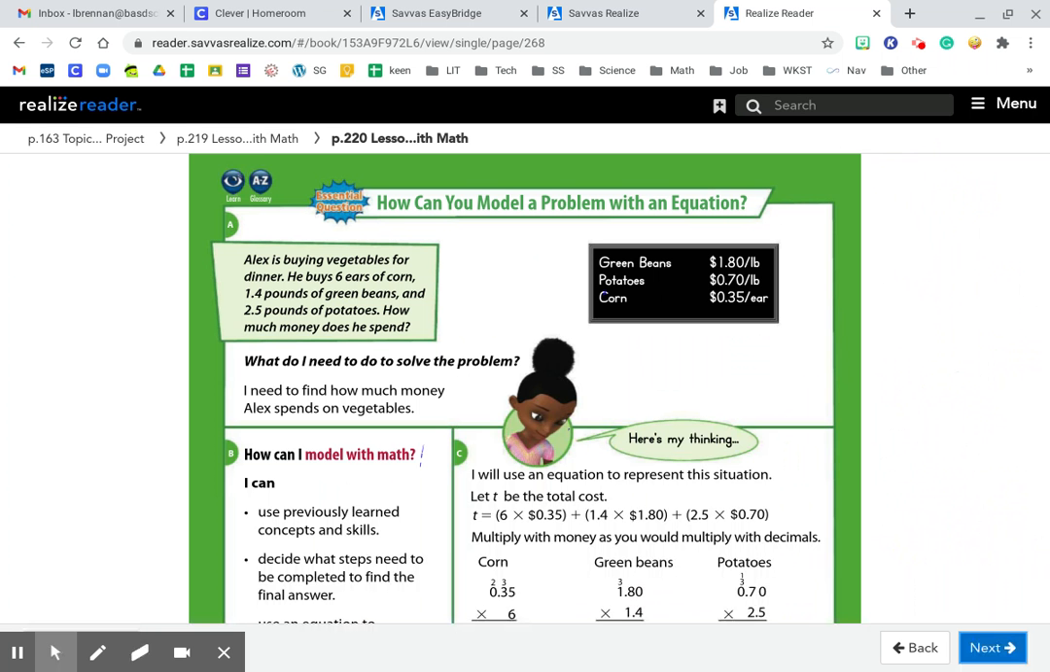Whatever strategies I wanted to use. So on the next page, how can you model a problem with an equation? So this is similar to what we just did.